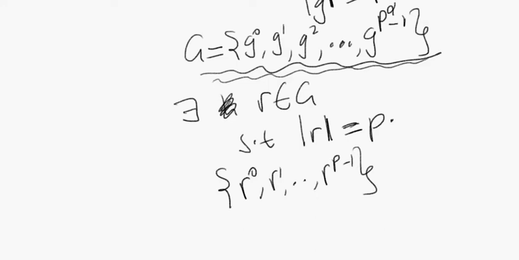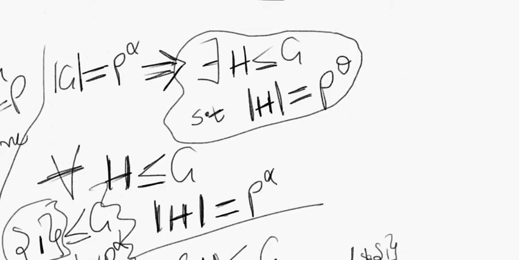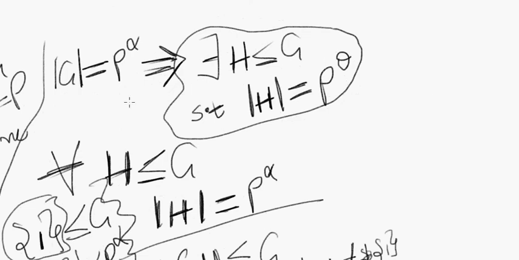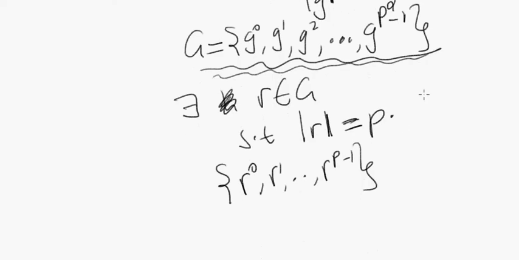Are we saying that if the order of G equals P to the alpha, and there doesn't exist a subgroup of order P to the theta, and if that is true and we're able to conclude from there that the group is cyclic and thus has an element of order P, right? Would we be done, at least for the case where there is no subgroup of order P to the theta?